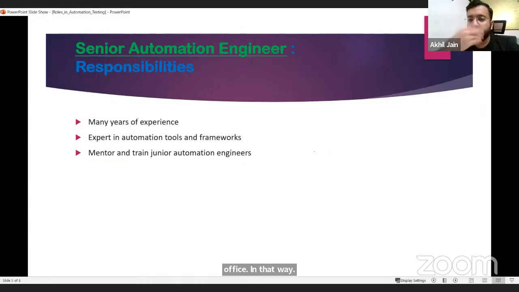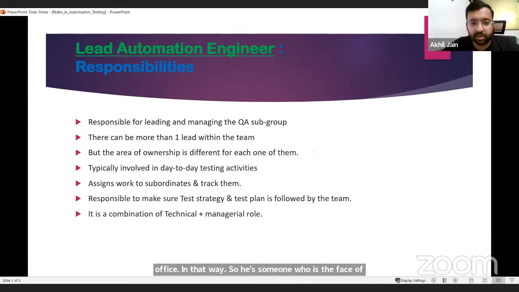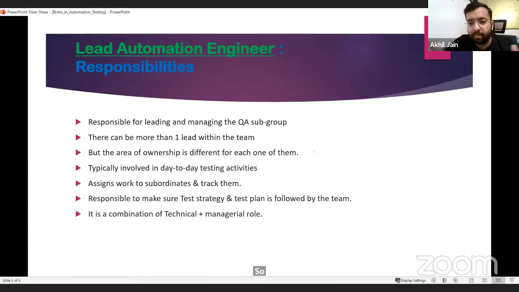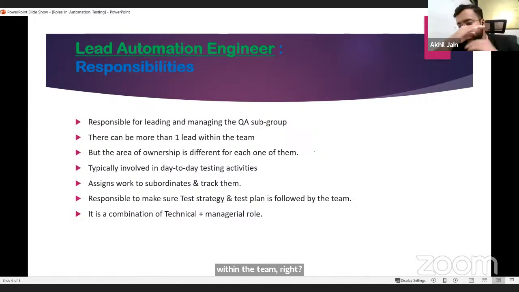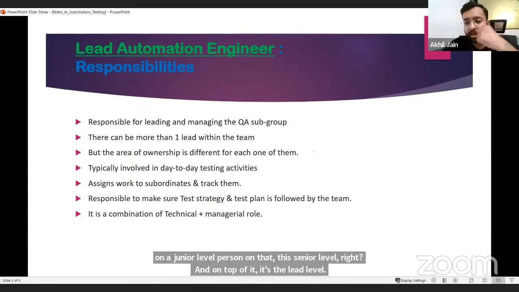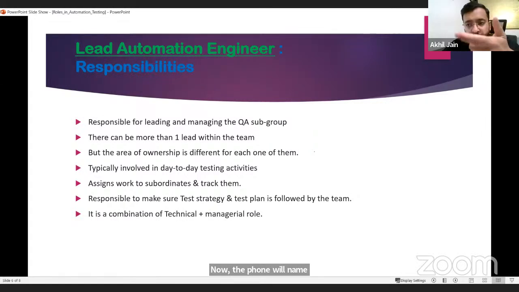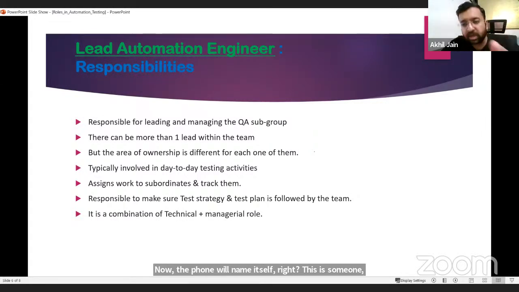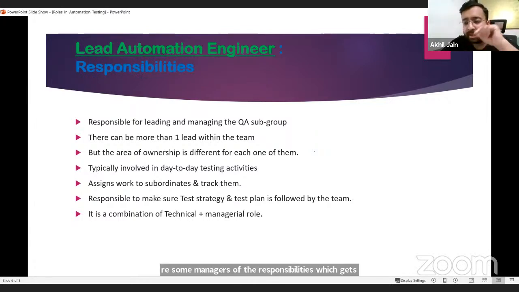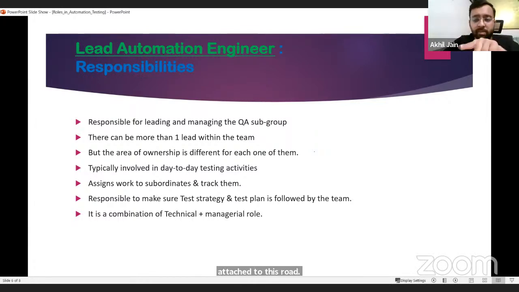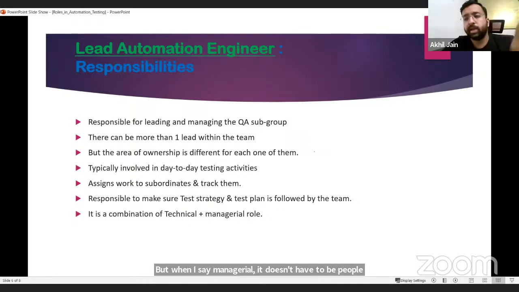Now the next person who comes in line is the lead automation engineer. Again, as I said, there could be multiple people within the team, sitting at a junior level, a senior level, and on top of it, a lead level. Now, from the name itself, when we say lead, there are some managerial responsibilities attached to this role. But when I say managerial, it doesn't have to be people management. It could be technical management also.